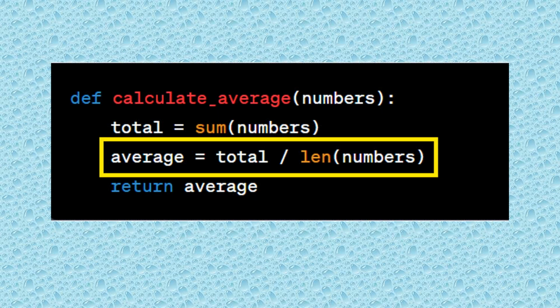Next, we create a variable called average and calculate it by dividing the total by the length, or the count, of the elements of the numbers list. This is done using the built-in len function.